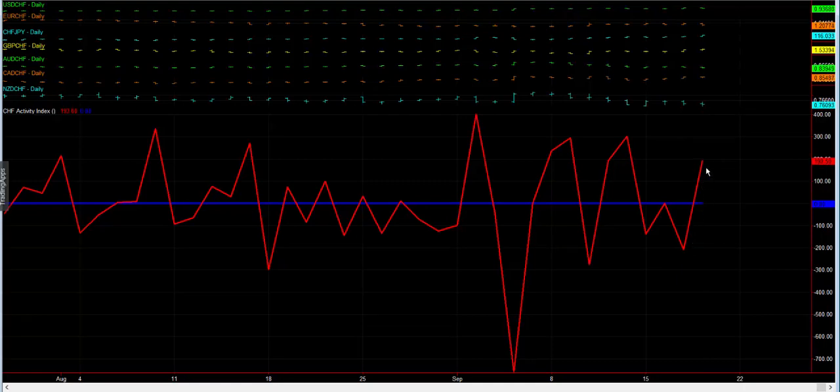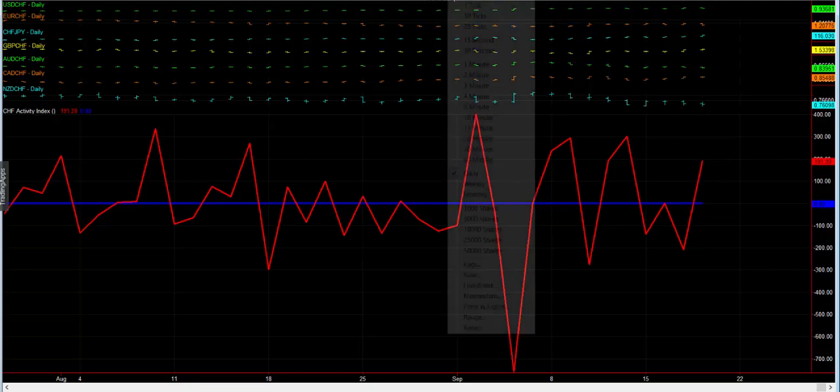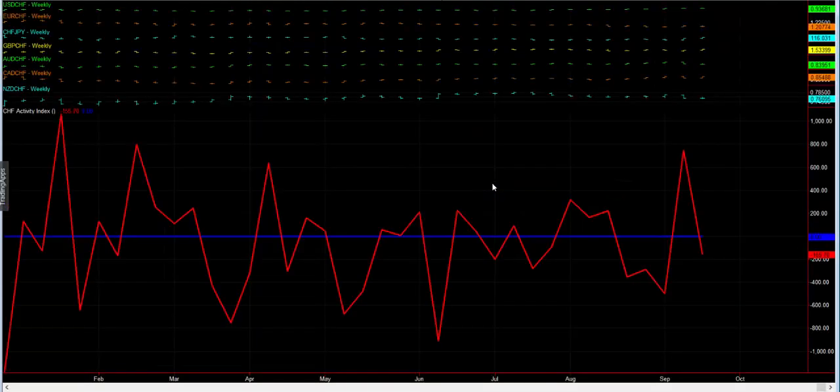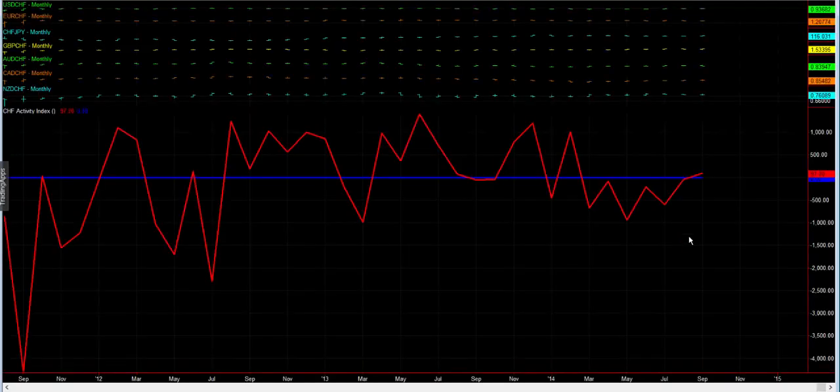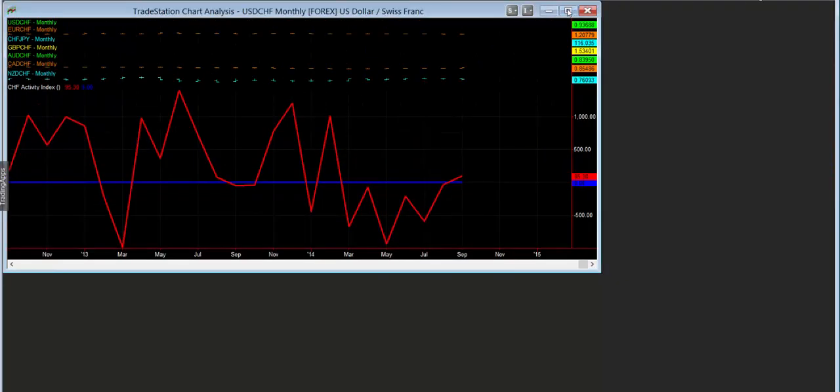On a daily chart, we can see that the Swiss franc has moved into positive territory against other currency pairs. But when we change it over to a weekly chart, we can see that the Swiss franc is still underwater relative to last week. And when we move over to a monthly chart, we can see that the Swiss franc has moved above the positive level for the first time in several months, even dating back to February or March of this year. The Swiss franc's weakness has not been unlike the euro's weakness, especially in recent months and weeks.